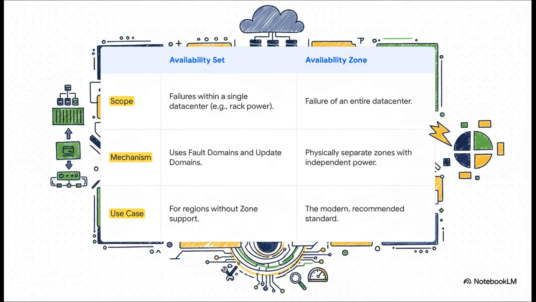Of course, the real goal is to make sure one VM failing doesn't take down your whole application. And this is where high availability comes in. In Azure, you've got two main strategies. An availability set protects you from failures inside one data center, like a server rack losing power. But an availability zone, that's the gold standard. It spreads your VMs across completely separate data centers, each with its own power, cooling, and network. This protects you even if an entire building goes offline.